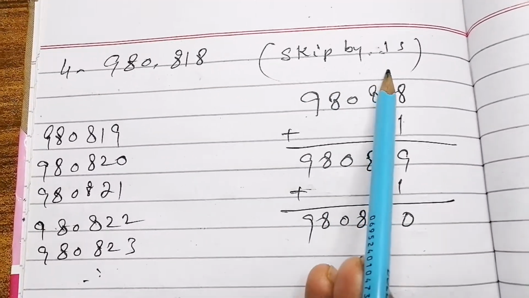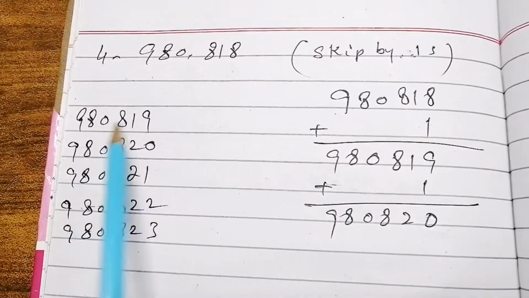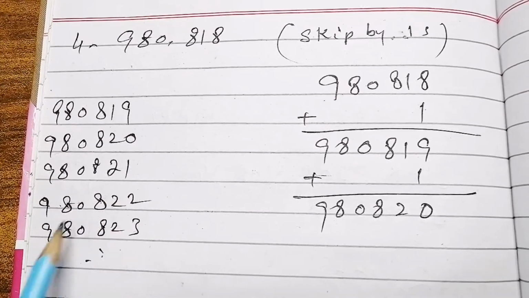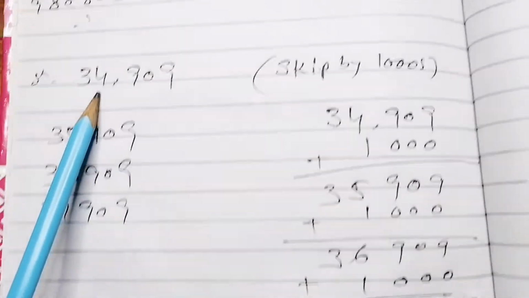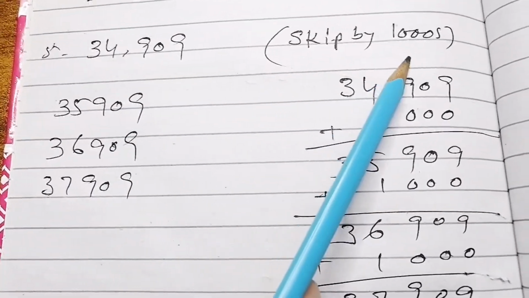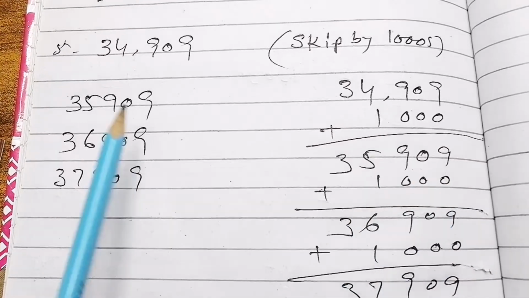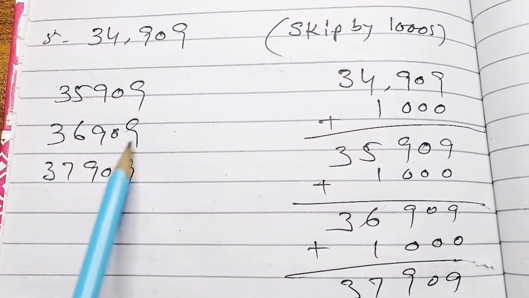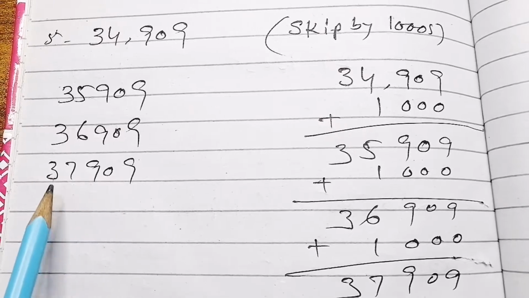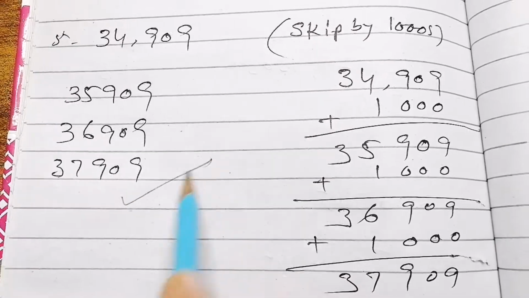Then this one is given, we have to skip by ones, we have to add 1 to it only, right? Just add 1, you'll get the first number, second number, third number, fourth number and fifth number. Then 34,909, skip by 1000, we have to add 1000 to it. Adding 1000, we get 35,909. Adding 1000 again, we get 36,909, 37,909, 38,909 and 39,909, right?